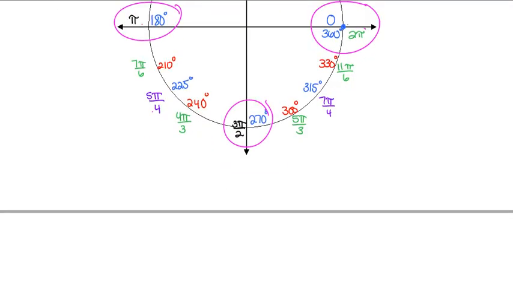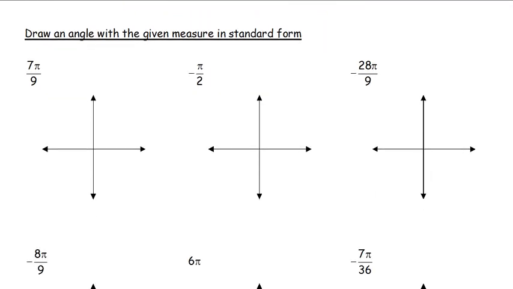Alright, so let's go ahead and turn on over to the back page. Yesterday we graphed an angle that was in standard form of degrees. Today we're going to graph the standard form of those that are in radians. So instead of 90 here, we have pi over 2. Instead of 180, we have pi. Instead of 270, we have 3 pi over 2. And instead of 360, we have 2 pi.